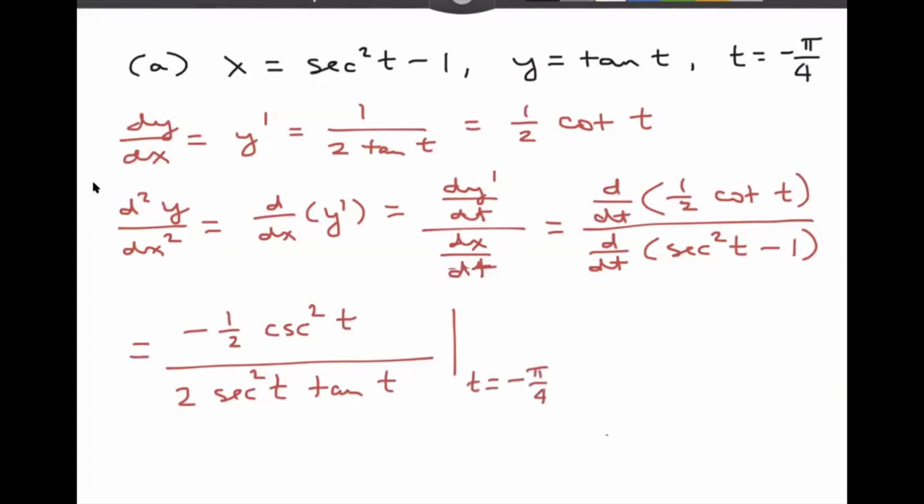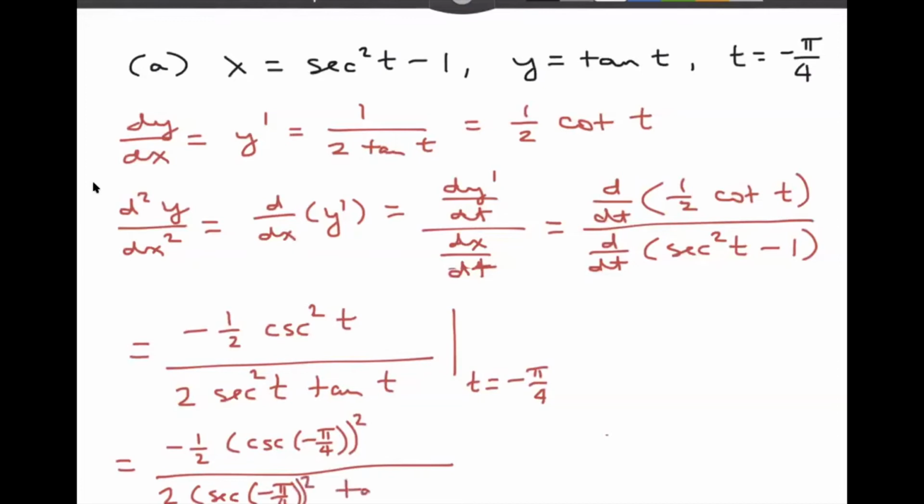All right, evaluating this at t equals negative pi over 4, we get negative 1/2 times the cosecant of negative pi over 4 squared over 2 times the secant of negative pi over 4 squared times the tangent of negative pi over 4.